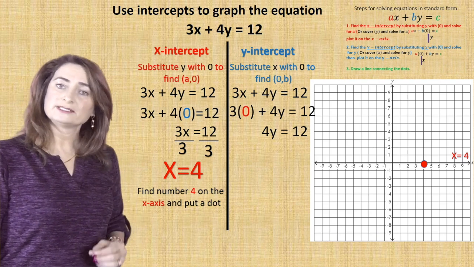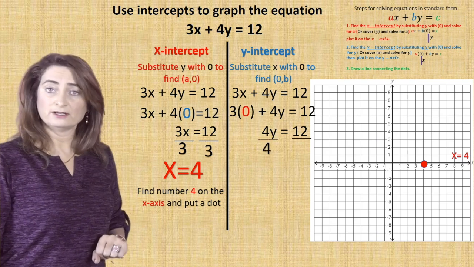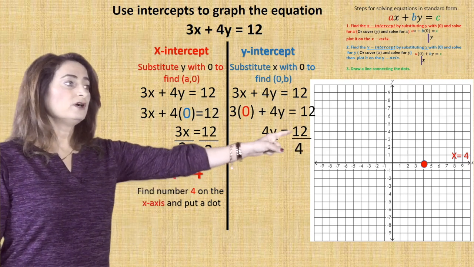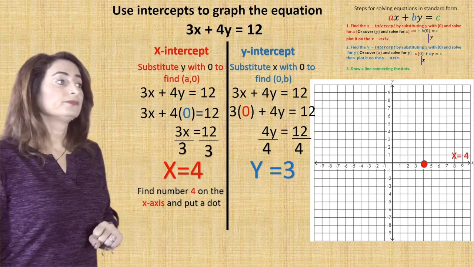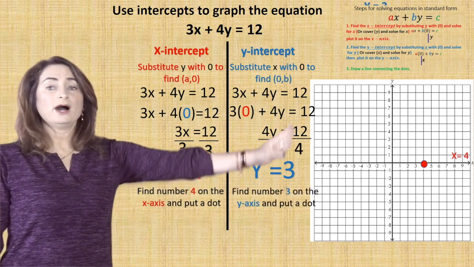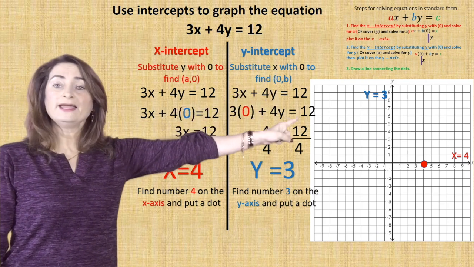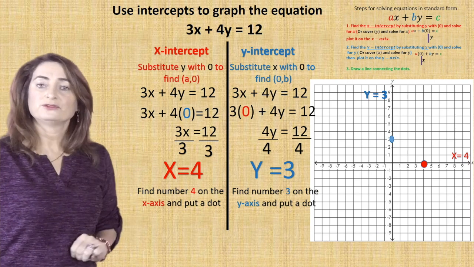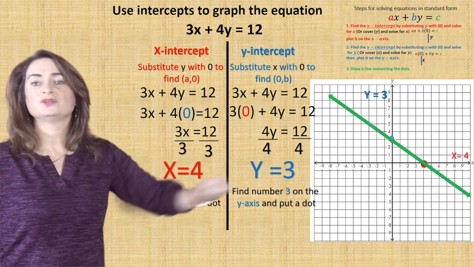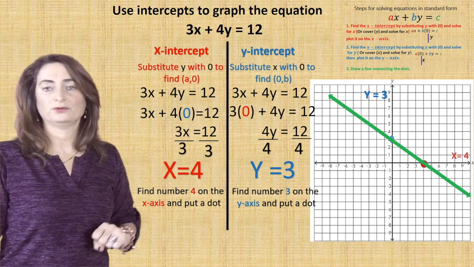I need y by itself, or isolate y, so divide both sides by 4. 4 divided by 4 is 1, 1 times y is y, and 12 divided by 4 equals 3. So go on the y-axis, y equals 3. Find 3 on the y-axis, put a dot there. Now step number 3 is to connect those two dots. And you're done. That's the line of this equation.